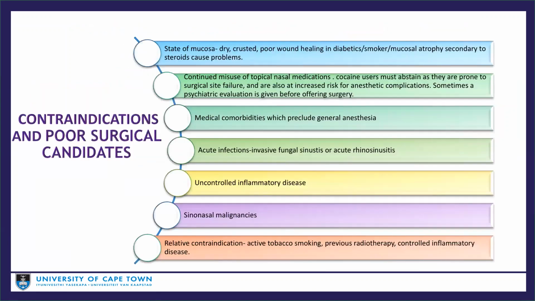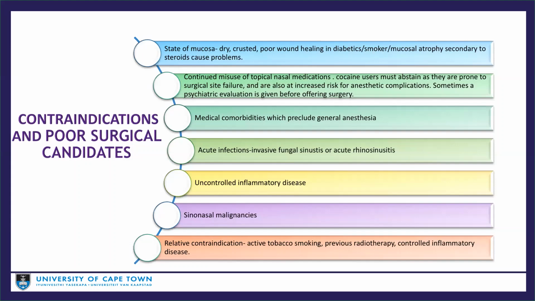So who are poor surgical candidates, and what are the contraindications to correcting a nasal septal perforation? This depends on the state of mucosa. If there is poor wound healing in diabetics, or a patient who is a smoker with mucosal atrophy, one might need not to address the perforation. If there's continued misuse of topical nasal medications, or it's a cocaine abuser who is not going to stop using cocaine, we don't want to proceed with operation. In fact, one can even offer psychiatric evaluation for such patients.